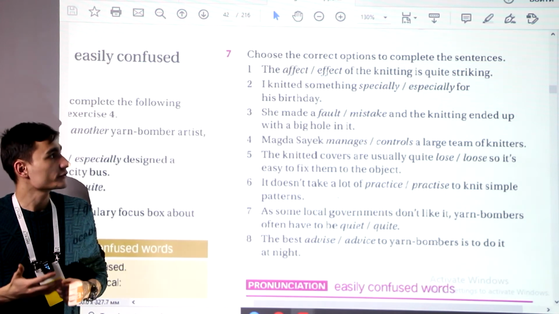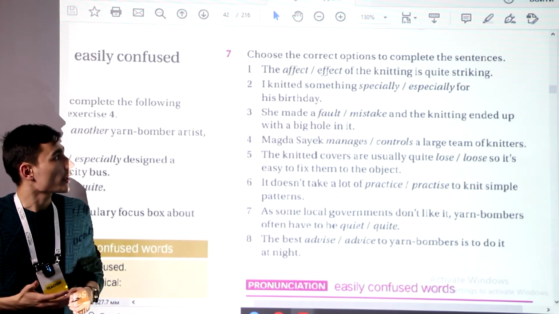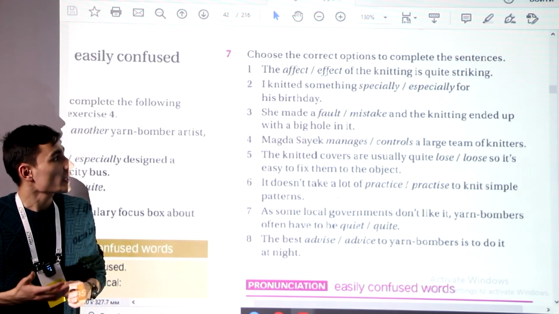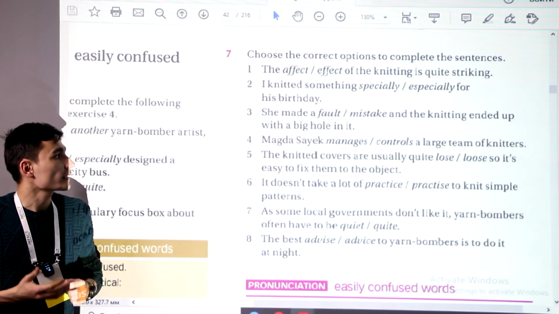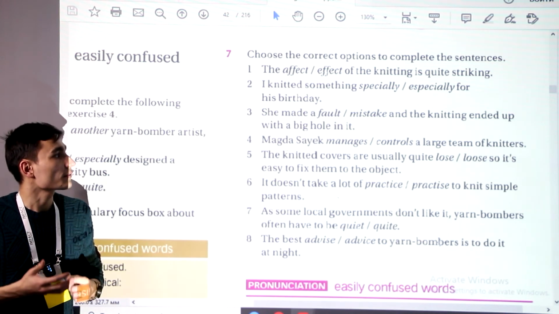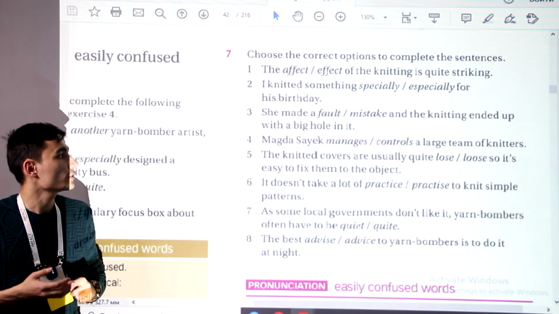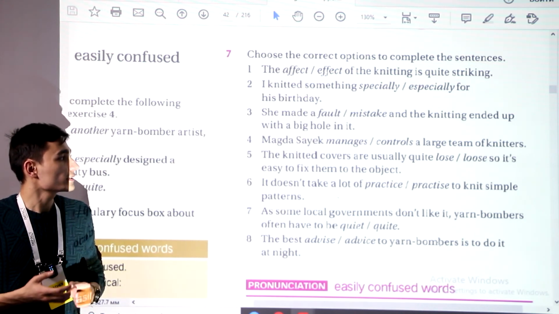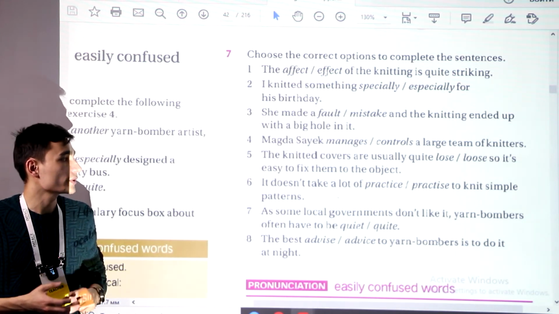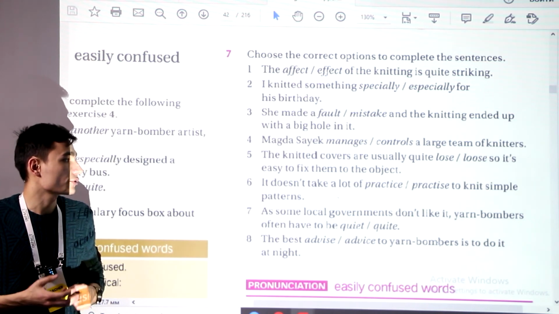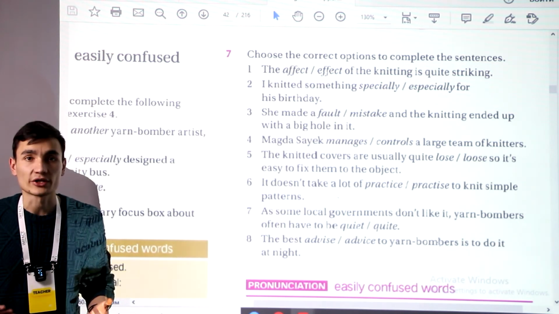1. The effect of the knitting is quite striking. 2. I knitted something specially for his birthday. 3. She made a mistake and the knitting ended up with a big hole in it. 4. Magda Sayek controls a large team of knitters. 5. The knitted covers are usually quite loose, so it's easy to fix them to the object. 6. It doesn't take a lot of practice to knit simple patterns. 7. As some local governments don't like it, yarn bombers often have to be quiet. 8. The best advice to yarn bombers is to do it at night.